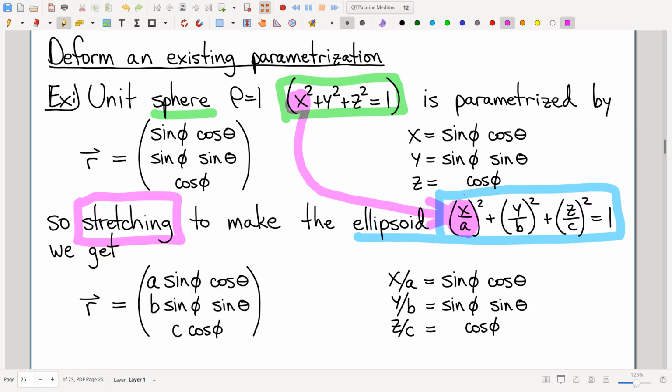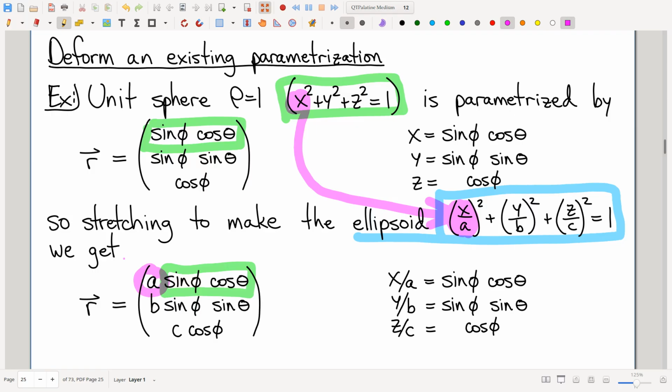Okay, so this right here says, look, I need to stretch by a factor of a in the x direction. So look how easy this is. I'm just going to take my existing formula for x, and I'm going to stretch by a factor of a by multiplying all those x coordinates by a.